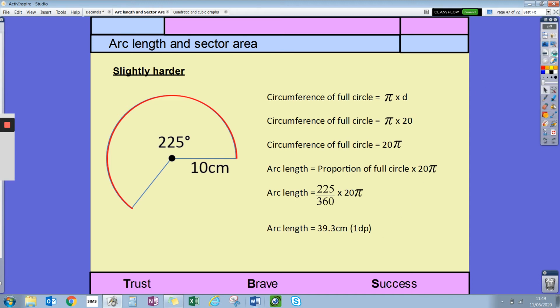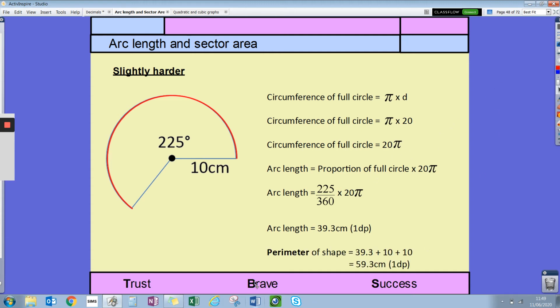We've then got the perimeter of the shape. So this arc length is only the red bit. If it asked you for the perimeter of the shape and not just the arc length, that would mean you would also need these two lengths to add on as well. So we'd add on two radiuses, a 10 and a 10. So just be careful. If it's arc length, that's as far as you need to go in the question. But if it asks for perimeter, you also need these two lengths added on, which gives 59.3.